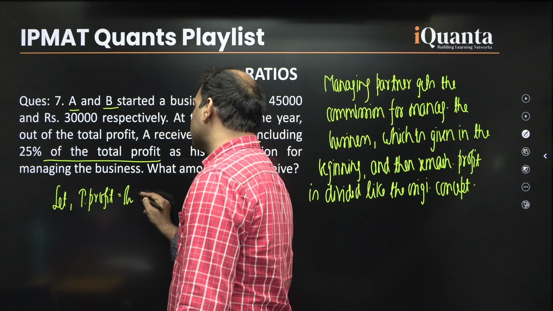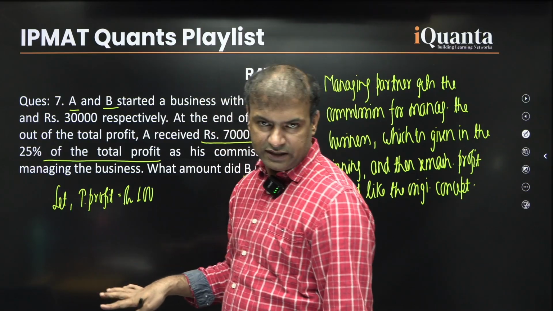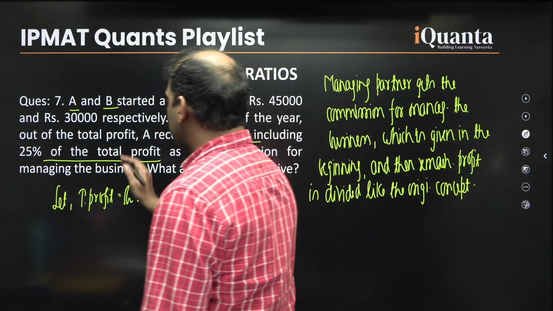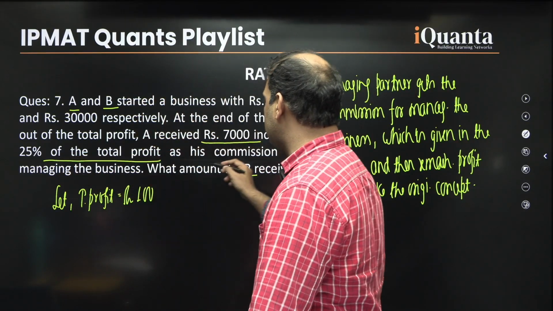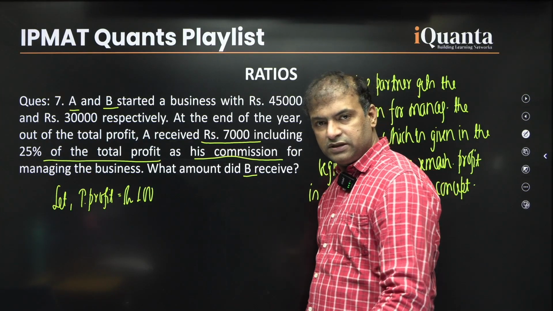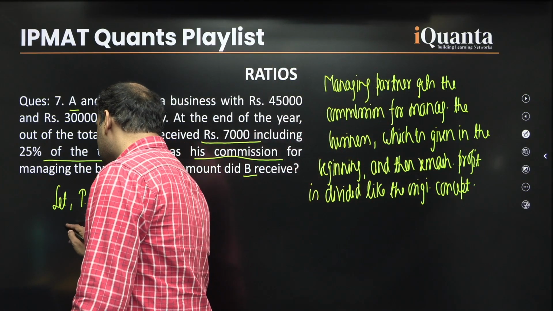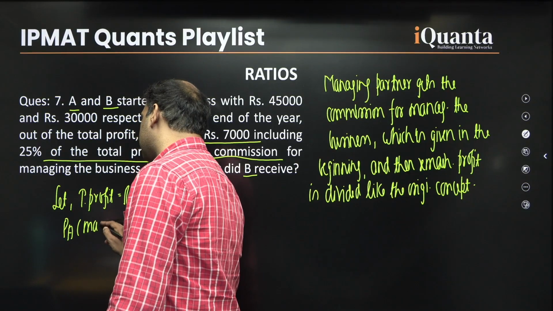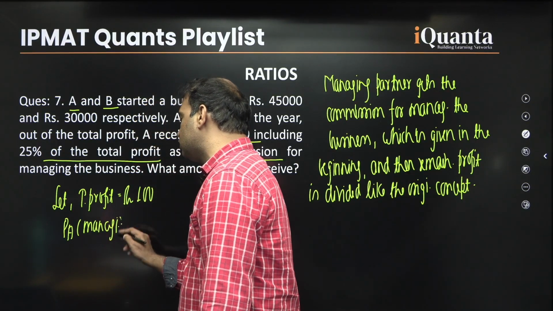तो इसलिए मैं टोटल प्रॉफिट को 100 अज्यूम कर लेता हूँ थोड़ी देर के लिए. ठीक है, इसको हमने 100 अज्यूम कर लिया. Alright, total profit is 100. Now remember, Mr. A is getting 25% of the profit as commission for managing the business, right. तो मिस्टर ए को हमने लिखा प्रॉफिट ऑफ ए बिकॉज ऑफ मैनेजिंग द बिजनेस. मैंने ब्रैकेट में मेंशन कर दिया कि ये प्रॉफिट उसको क्यों मिल रहा है, right.